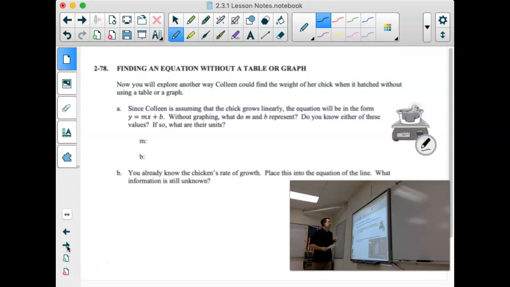So finding an equation without a table or a graph. We're going to look at the same problem again from a different lens here. Since Colleen is assuming that the chick grows linearly, that means at a constant rate according to the equation of a line, the equation will be in the form of y equals mx plus b. So without graphing, what do m and b represent? We've talked about this 100 times, and this should be super repetitive for everybody. So hopefully we all know that m is slope and b is our y-intercept.